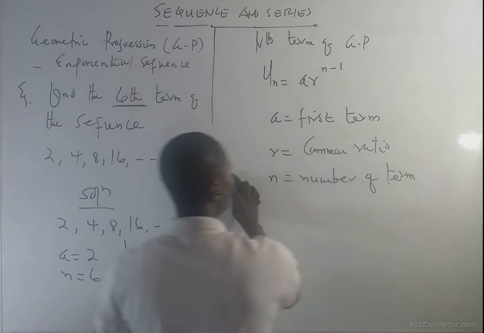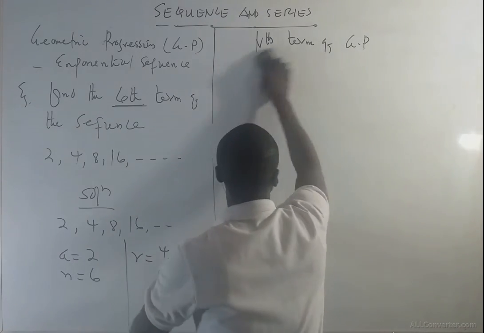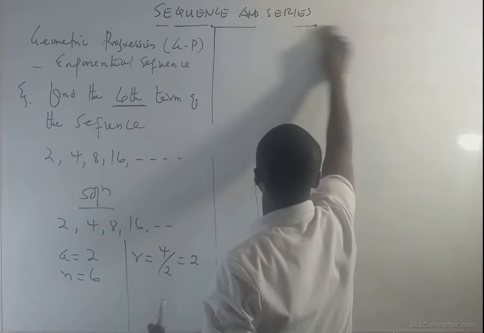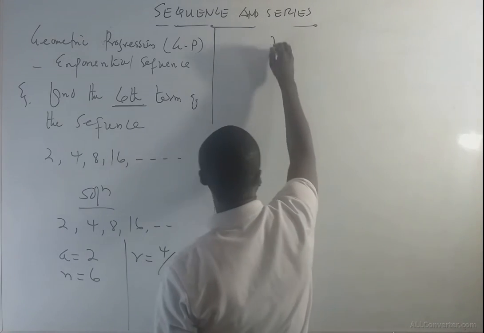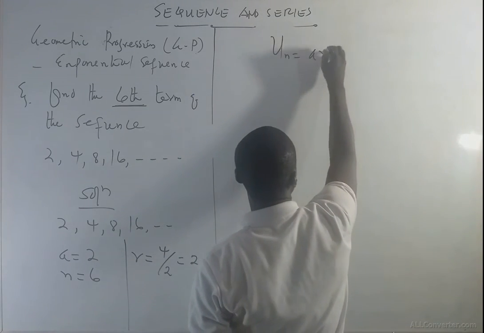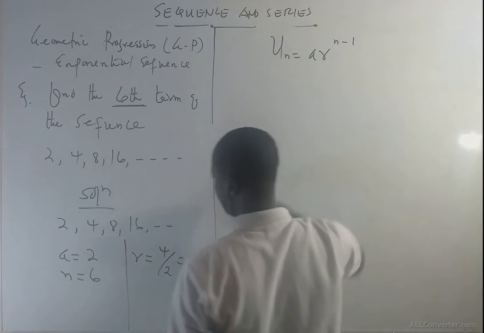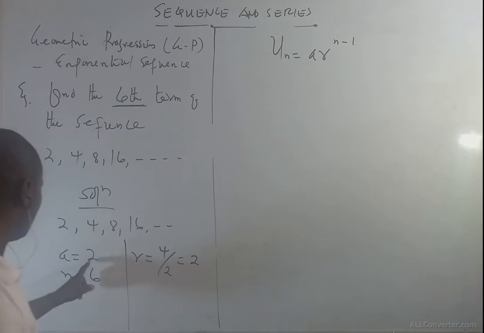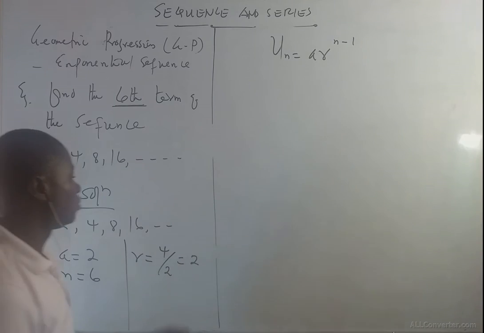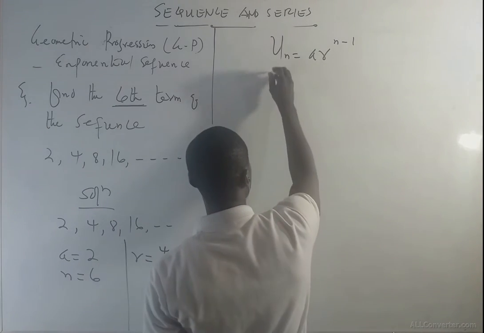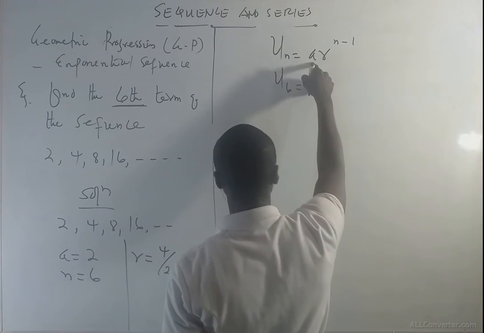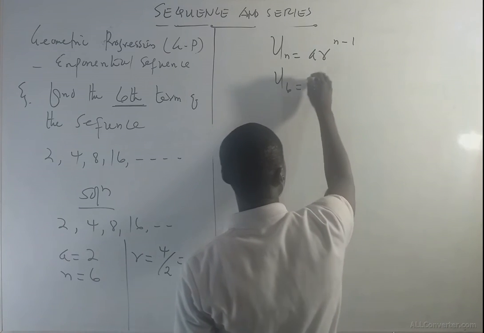Okay, so we have to find the sixth term. Now we know that the formula is un equals ar exponent n minus 1. Now a is 2, n is 6, and r is 2. So by substitution, we have u6 equals a, that is the first term, 2.